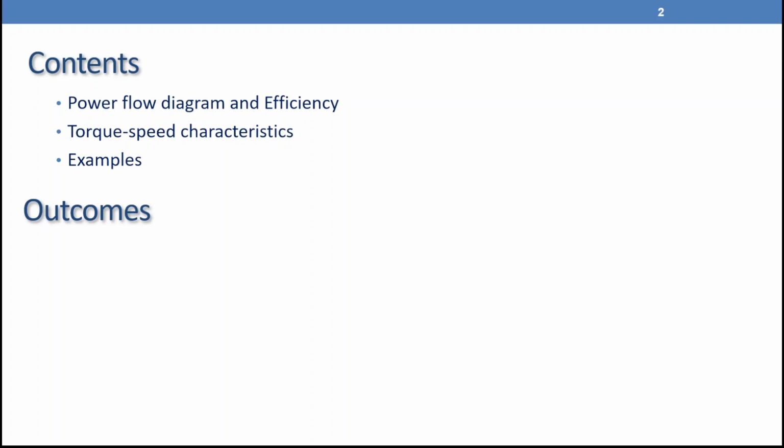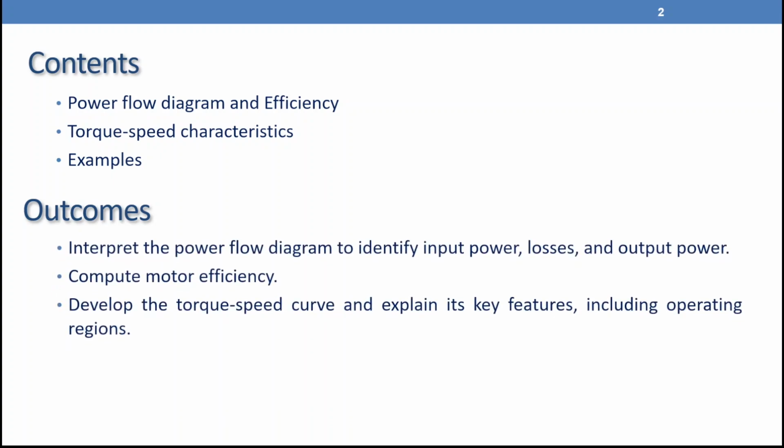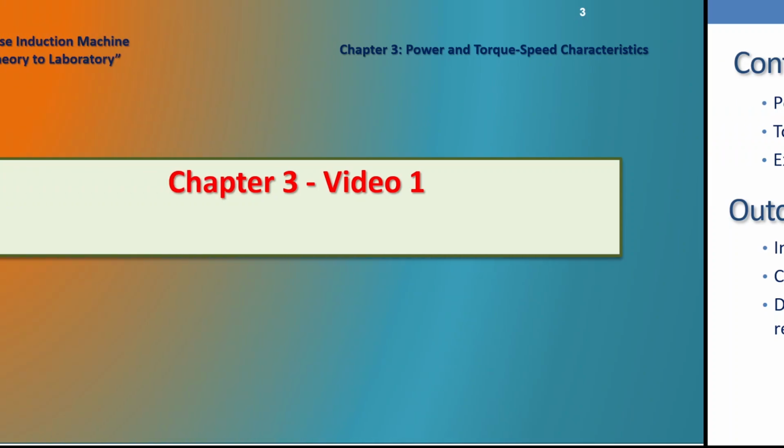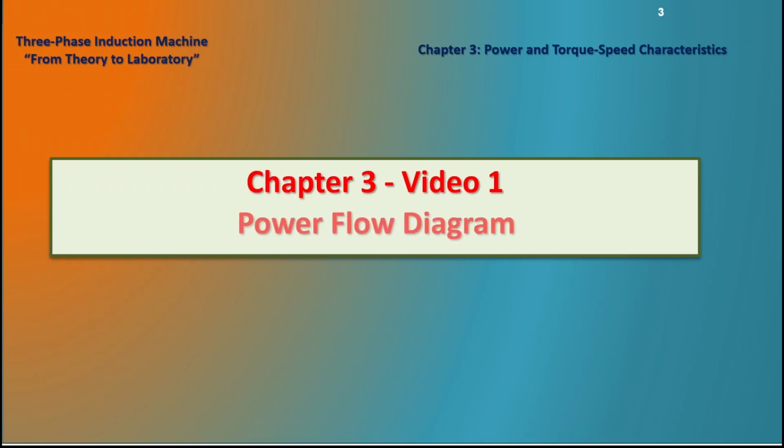In chapter number 2, we covered the electrical performance. We calculated the current everywhere in the motor, but here we are going to know the power everywhere in the motor, what's the torque, what is the speed of the motor, and then we can calculate the motor efficiency. Also, we are going to delve more into the torque speed characteristics to know the key points in these characteristics. So let's start this video number 1, by explaining the power flow diagram.